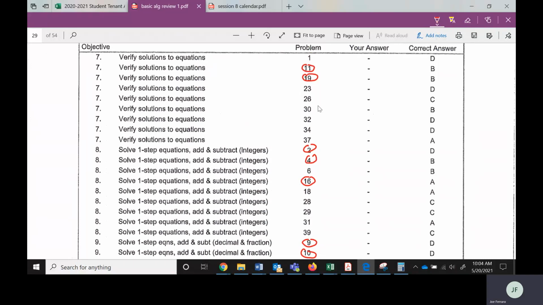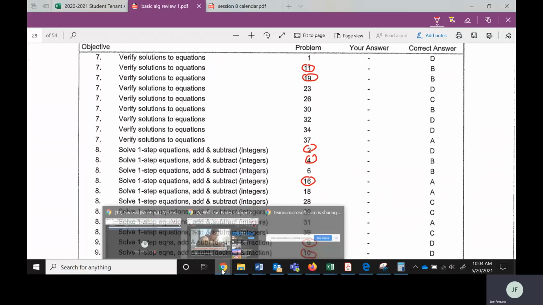So get those copied down, send me the pics, you get the points for the notes. I do suggest you try some other problems, check your answers, see if you're ready for the test. When you are ready for the test, let me know. Okay, again, let me know if you have any questions or need any help.